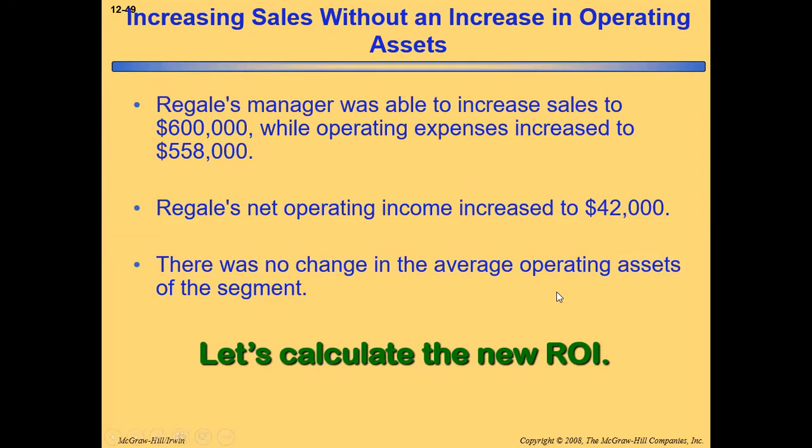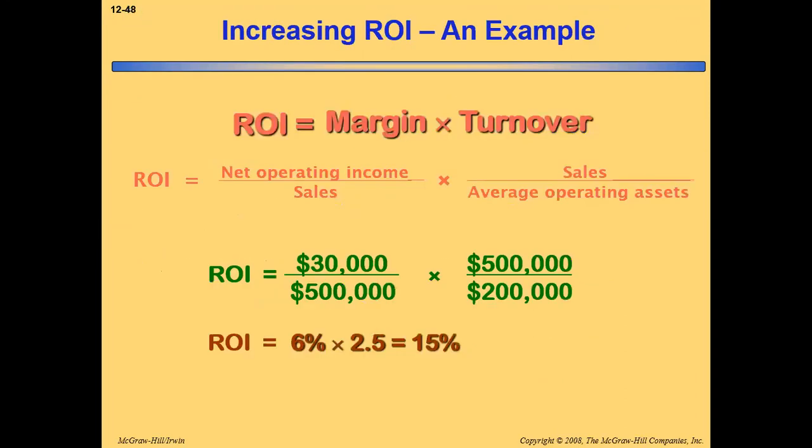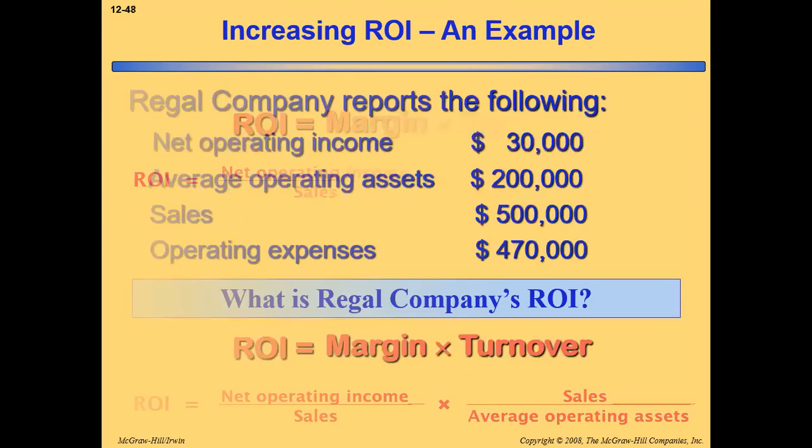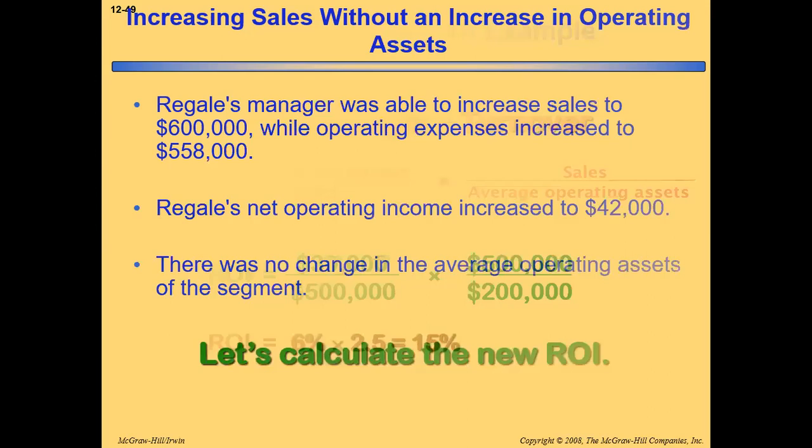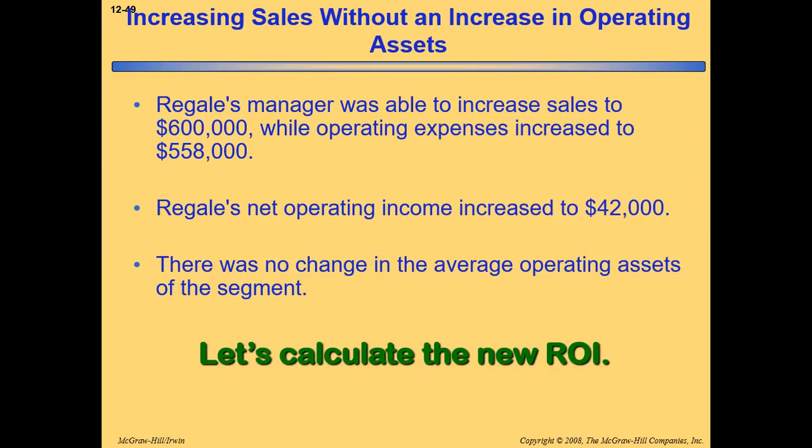Now do this one. আপনারা দেখি এটার ROI বের করেন তো। Regal manager was able to increase sales to 6 lakh while operating expenses increased to 5,58,000. Regal's net operating income increased to 42,000. There is no change in the average operating asset of the segment. So what will be the new ROI? ROI কত হবে বলেন? Sales will be how much? 6 lakh. Net operating income will be 42,000 and average operating asset is 2 lakh. What will be the new ROI? ROI কত হবে?